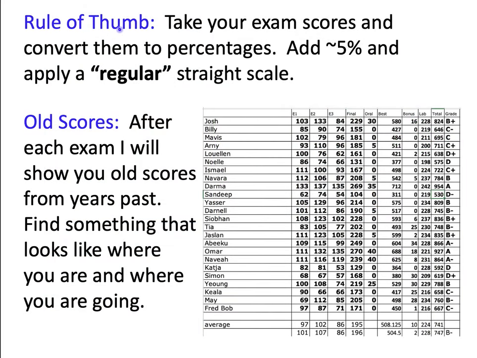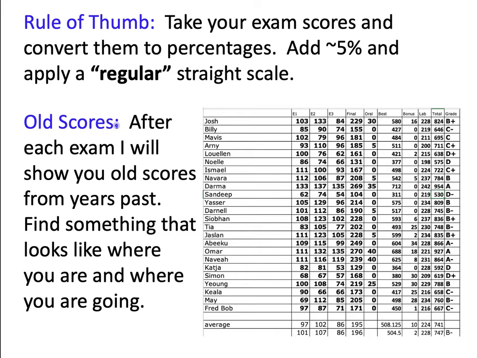The first one, the rule of thumb, is to take your exam score or your exam scores and convert it into a percentage. You can add 5% to that percentage and then apply a regular straight scale. So if you were Josh and you got 103 points out of 150 or something, you convert that to a percentage. It's maybe 67%. You add 5% to that. That's 72%. 72 is a C- on a regular straight scale. So by rule of thumb, you can use your exam scores to make a prediction, and it's usually within plus or minus half a letter grade of reality at the end of the semester.